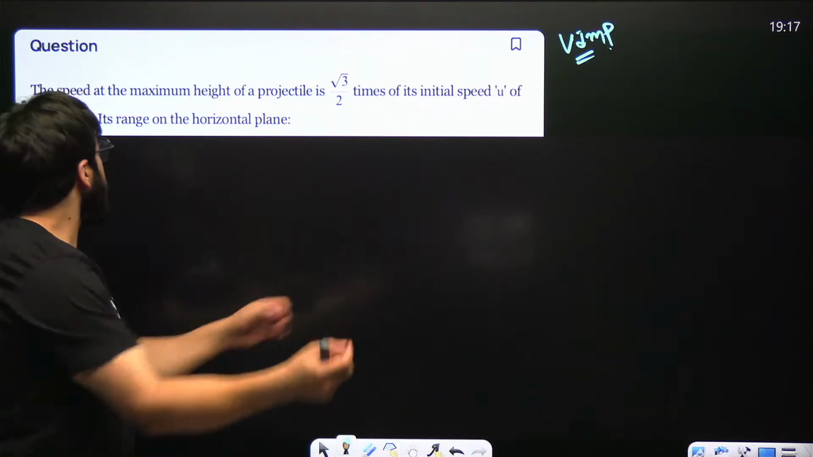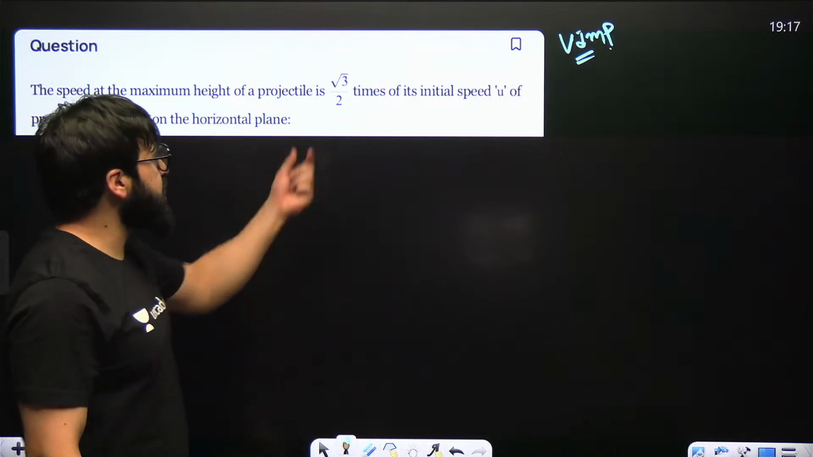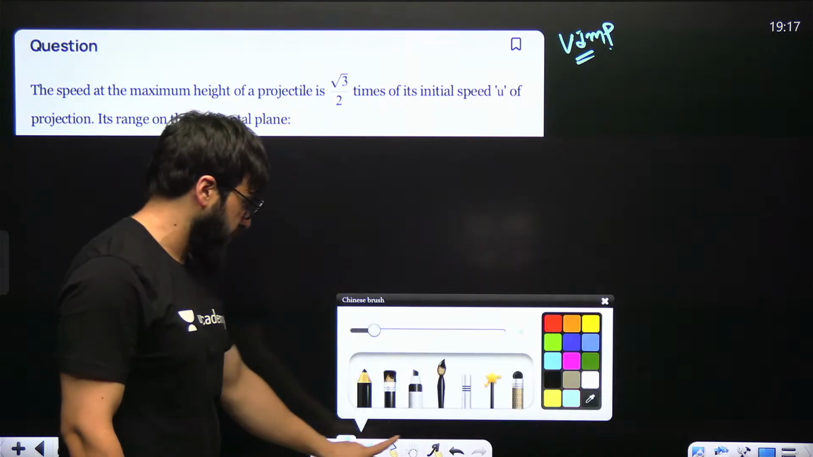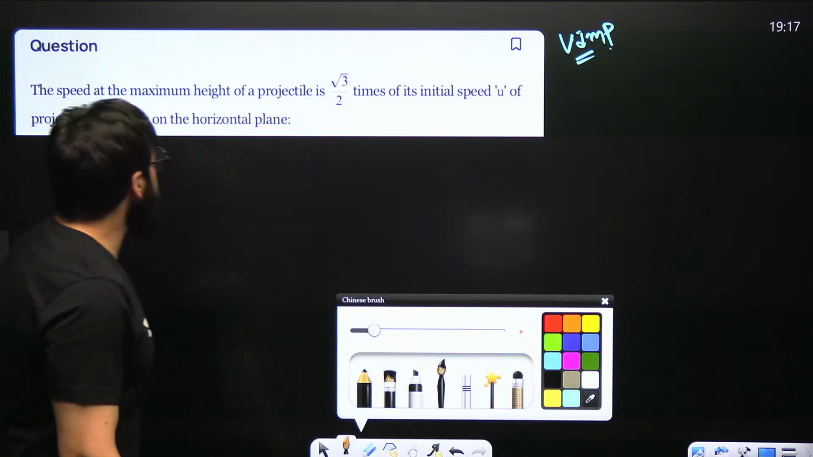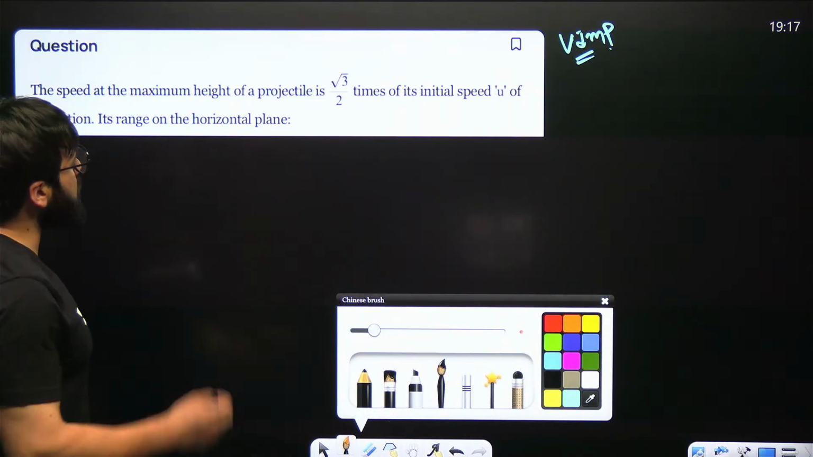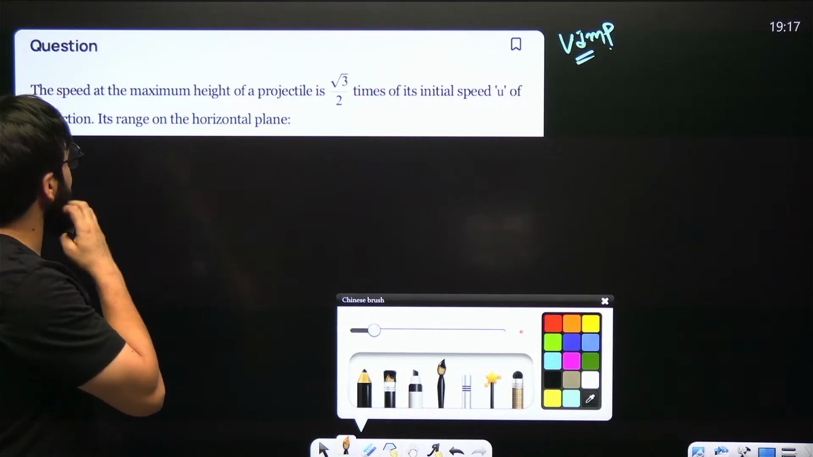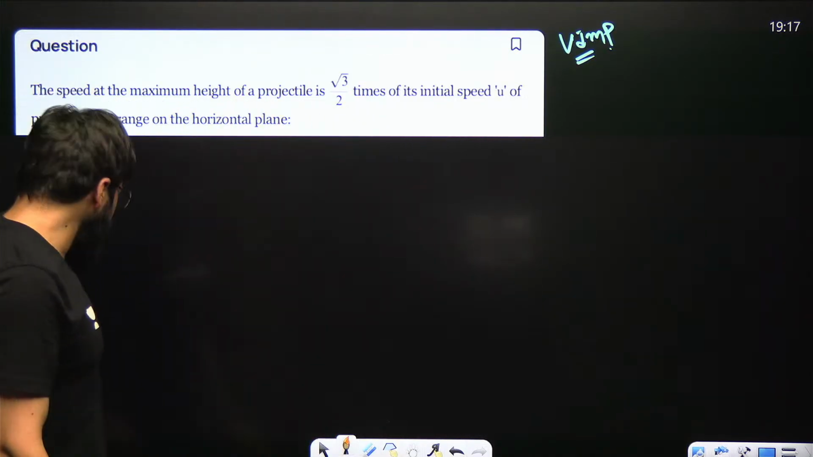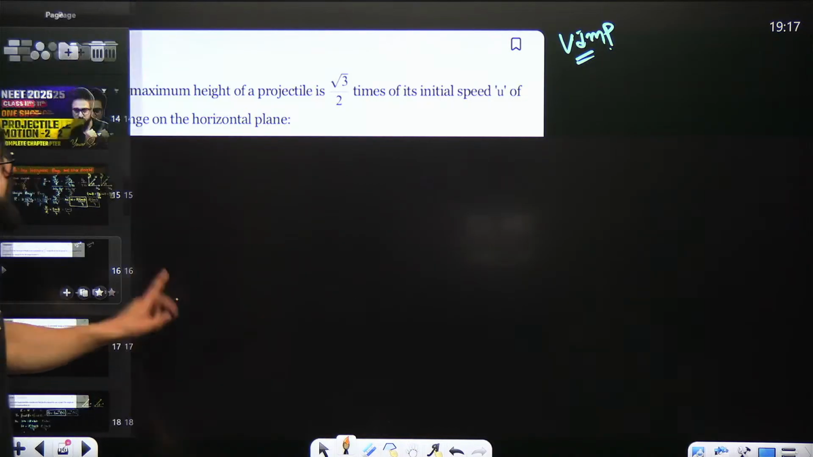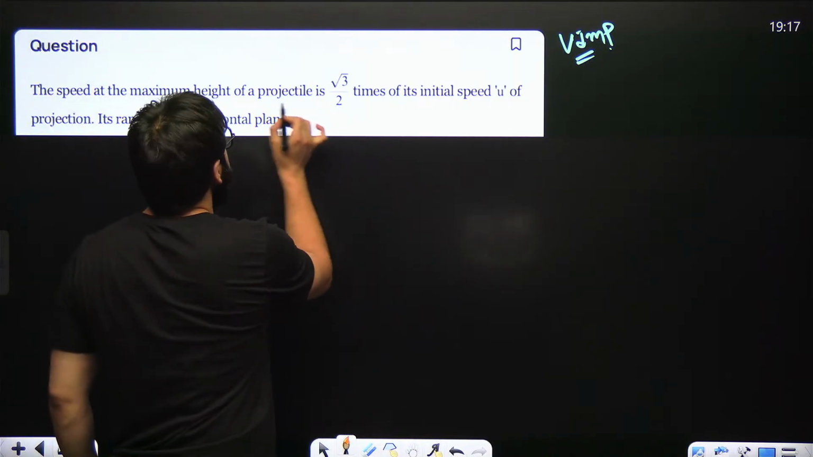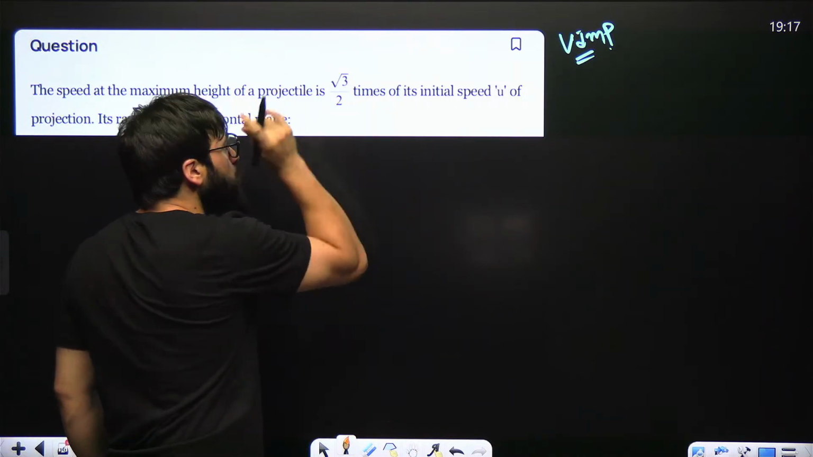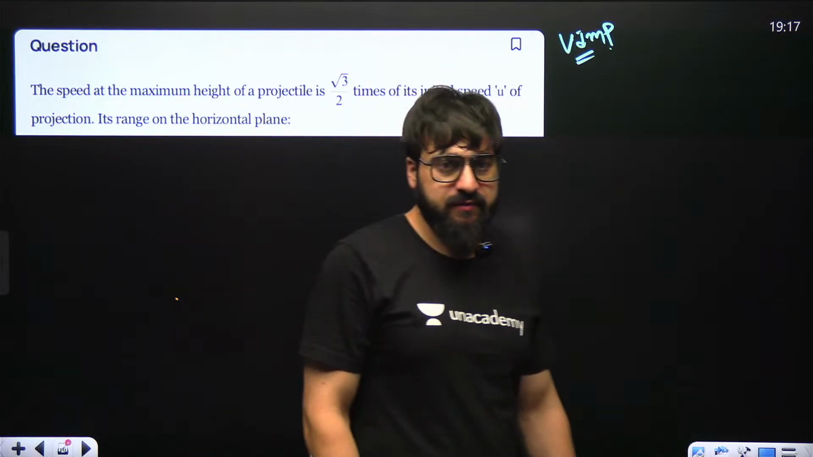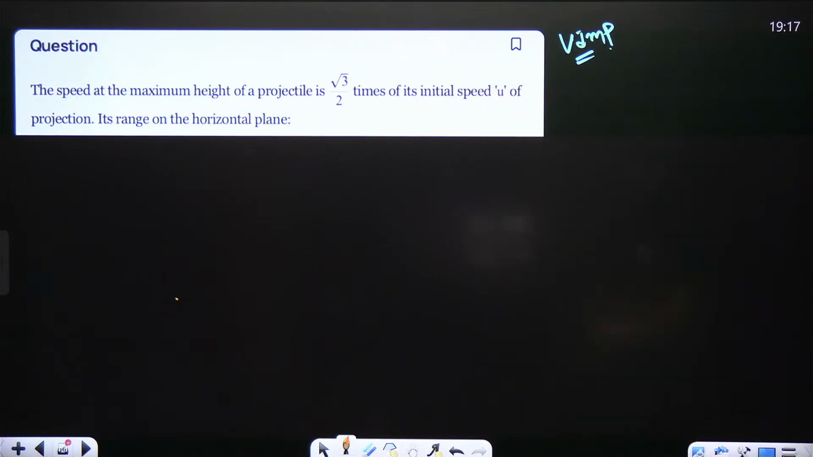The speed at the maximum height of a projectile is root 3 by 2 times of its initial speed. The questioner says that the speed of a projectile at its maximum height is root 3 by 2 times of its initial speed. And we are supposed to find in this particular case, what is the range of the projectile?